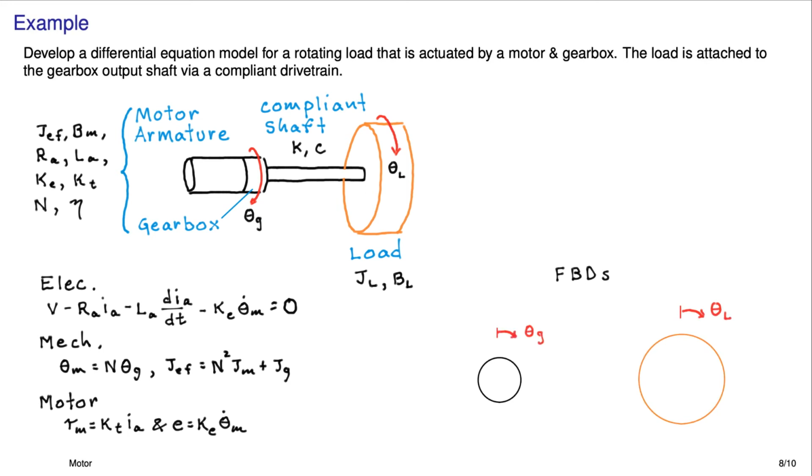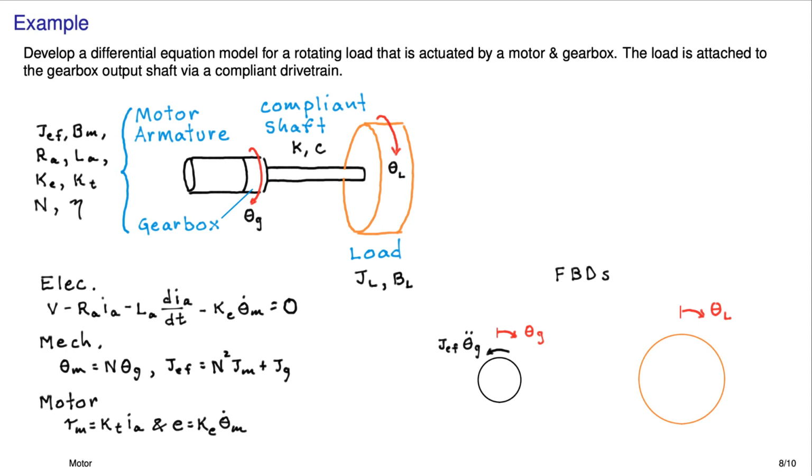Now let's go after some free body diagrams. So we have one for all the rotating parts of the armature and gearbox, so it's kind of like this part. And then we have the free body diagram of the load over here. Now notice I've kind of ignored the shaft, and I suppose I should have mentioned that I'm going to assume that the shaft is massless. It has this pesky compliance, but we're not going to get into the mass of that shafting.